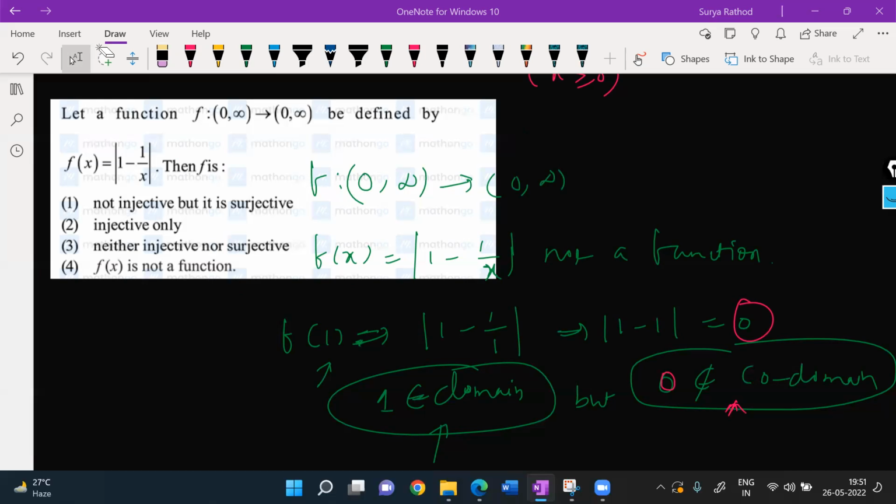Okay. Yeah. So what is the answer, guys? 1 belongs to the domain and 0 does not belong to the codomain, I'm saying. So it is not a function. Option D is correct here. F is not at all a function. It is not a function.